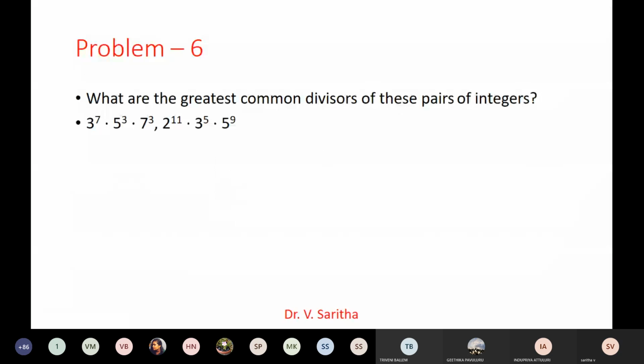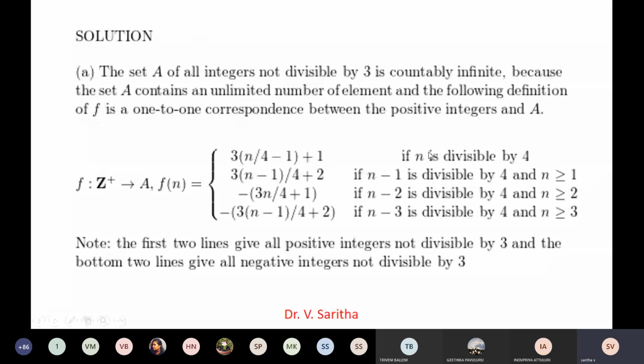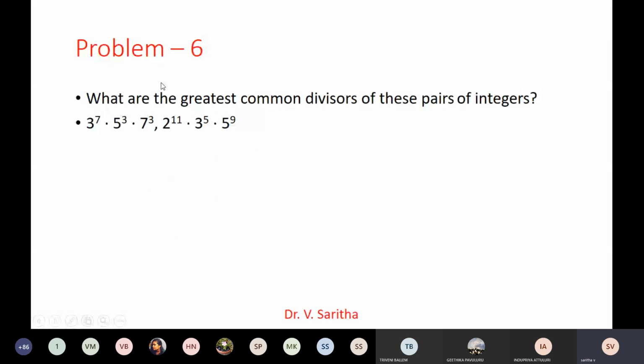Then is this question clear? Problem 5. Yes, ma'am. Then problem 6, next question.